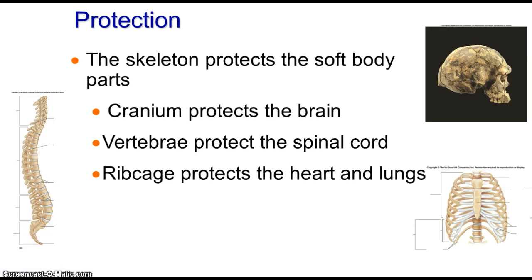Protection: the skeleton provides the soft body parts with protection, such as our brain protected by our cranium, our spinal cord protected by our vertebrae, and our heart and lungs protected by our rib cage. Those are very important organs for us to function in everyday life.